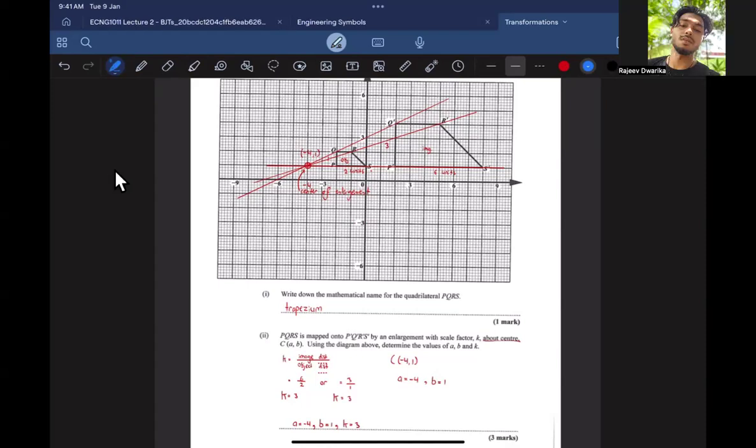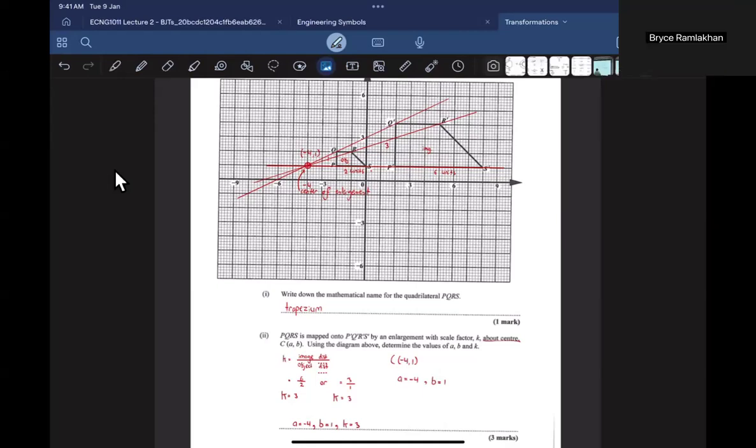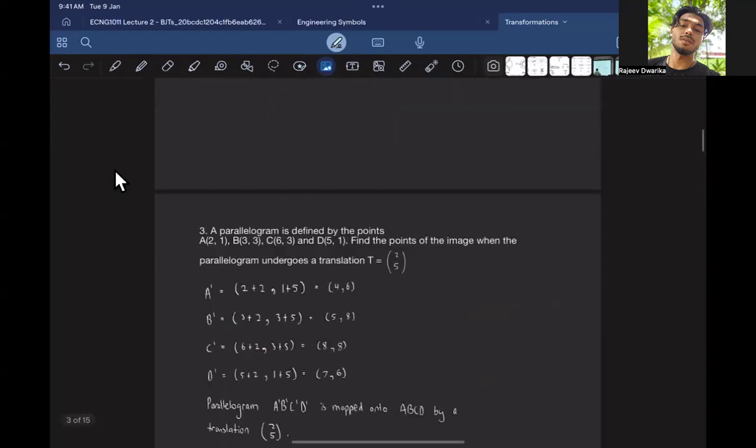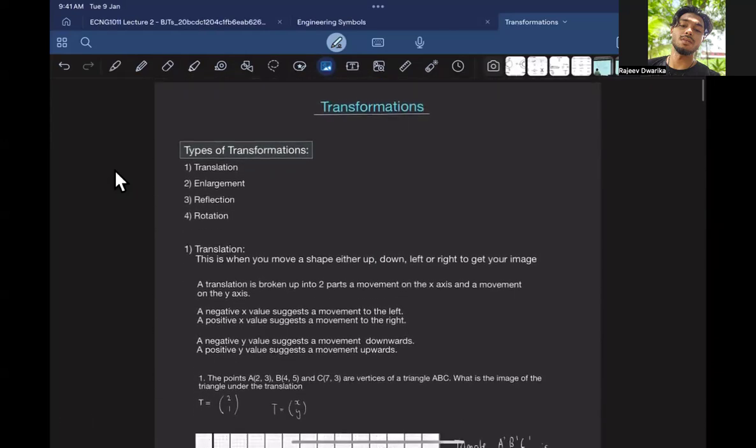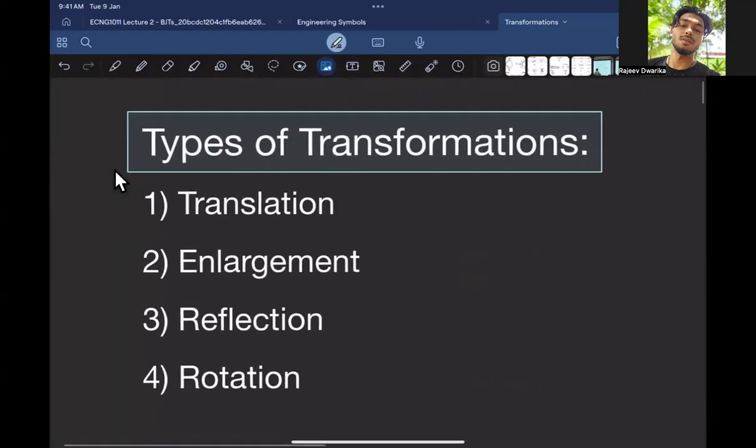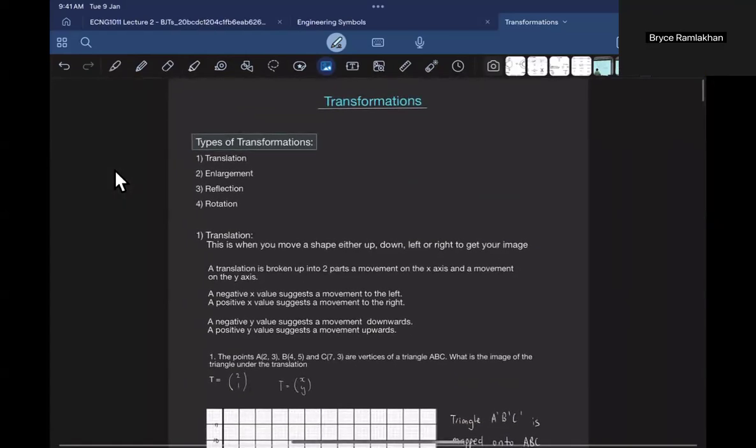What could you do with the object? You could make it bigger, you could enlarge it, you could translate it, you could reflect it. And what's the last one? Hold on, you're supposed to take that from last class. Types of transformation: translation, enlargement, reflection, and rotation.